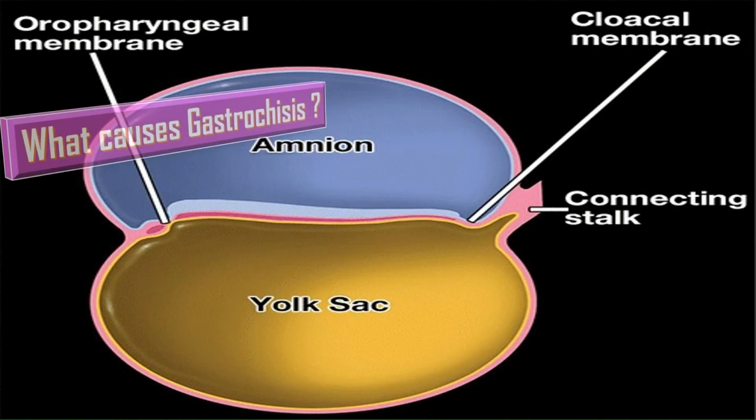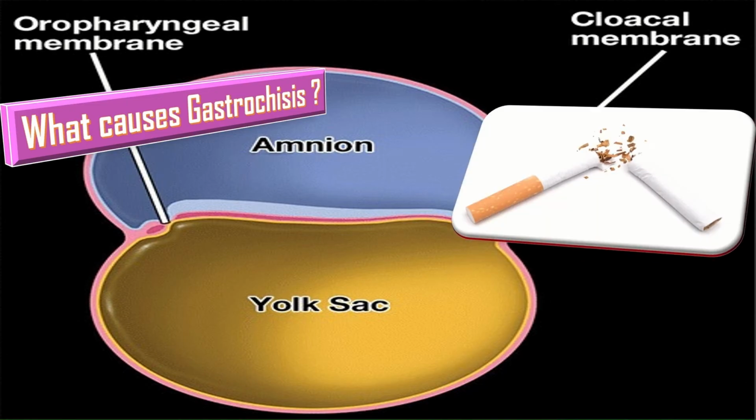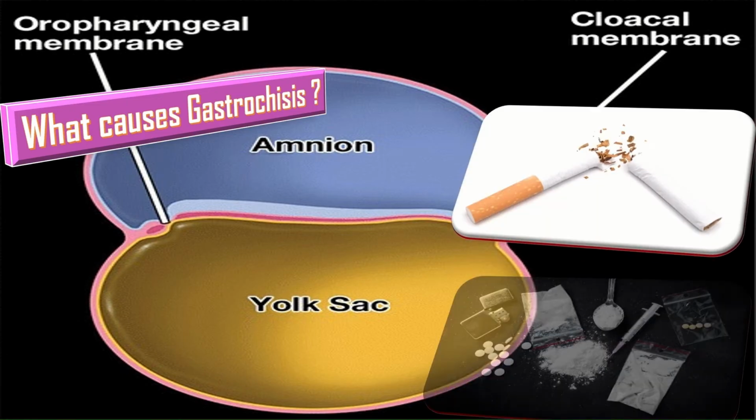What causes gastroschisis? The exact cause of gastroschisis is not known. However, it has been proposed by different studies that it is more common in younger mothers and those who smoke. There is also an association with the use of recreational drugs.